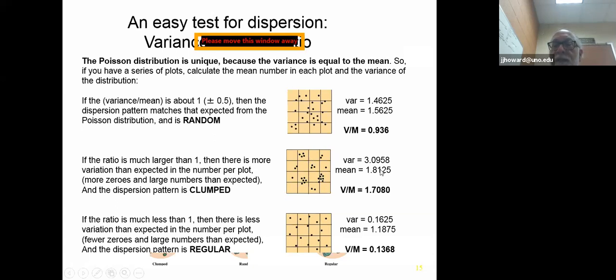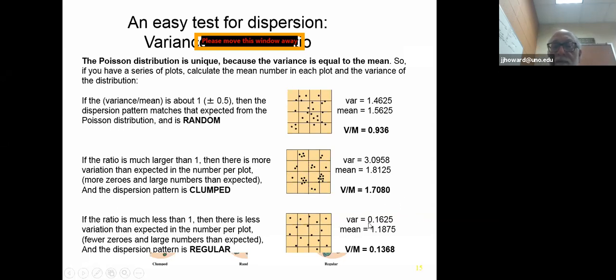Okay, over down here in the second one where we had 5 zeros and we had a 6 and a 4, the mean is 1.8, the variance is 3.1. That's a lot larger than 1. So divide 3.1 divided by 1.8, you get 1.7. That's way larger than 1. Okay, that's an aggregated or clumped dispersion pattern. And of course, you can use the chi-square test to actually test the significance of this difference from random based on the observed numbers of 0, 1, 2, 3 individuals in a plot. We're just looking at the variance to mean ratio here.